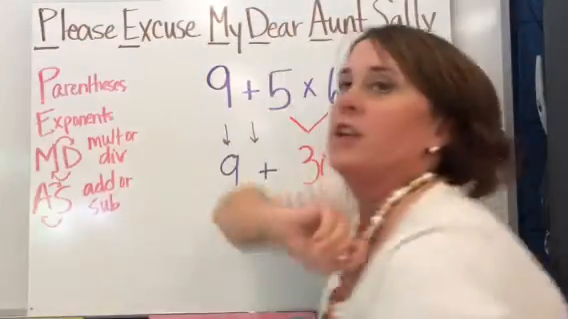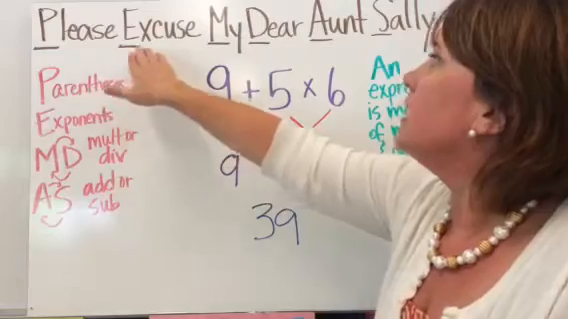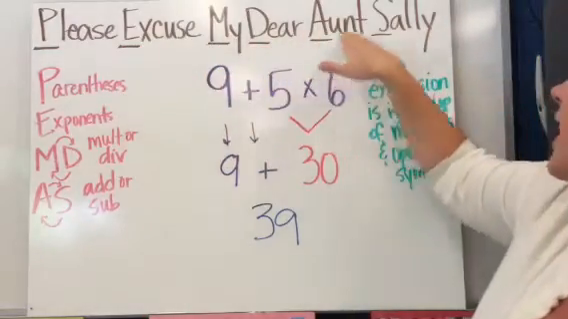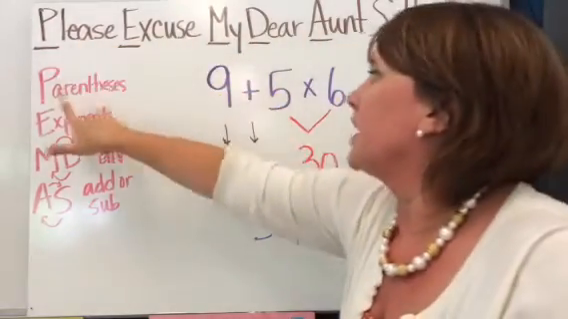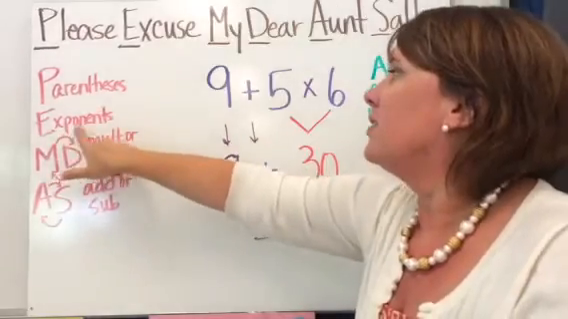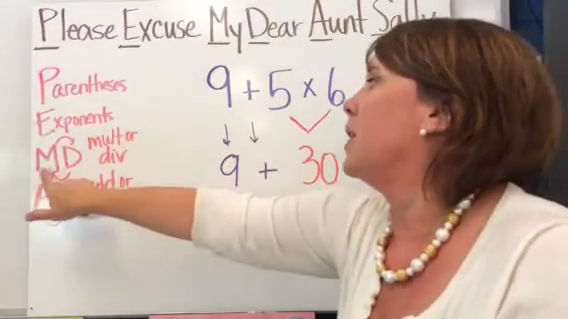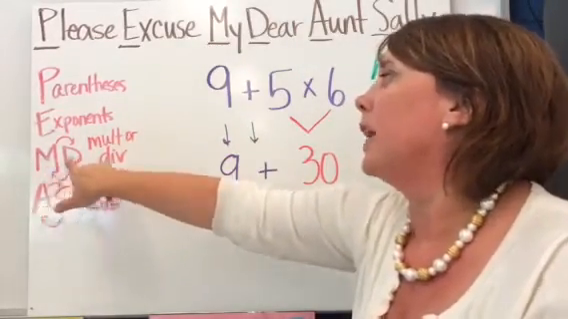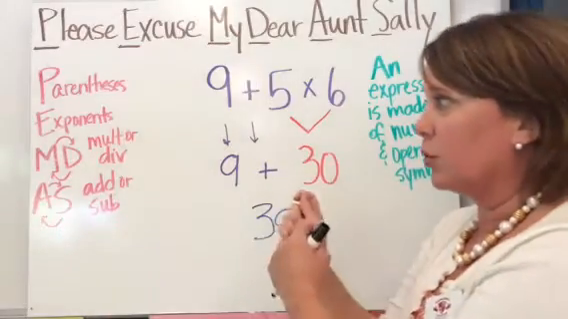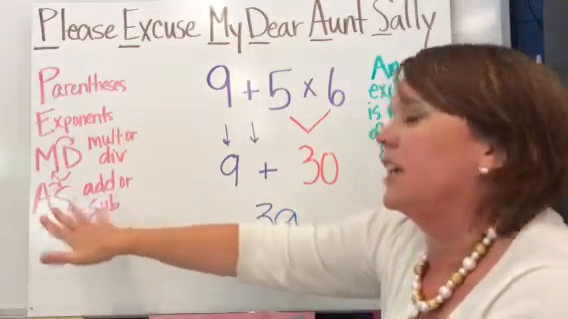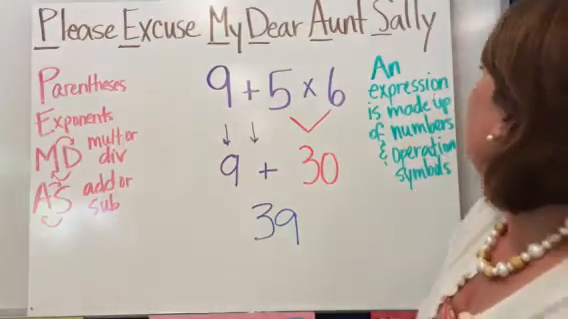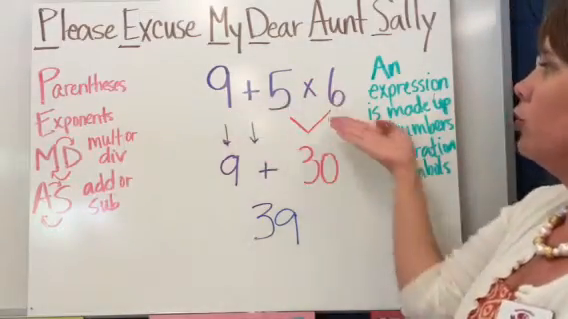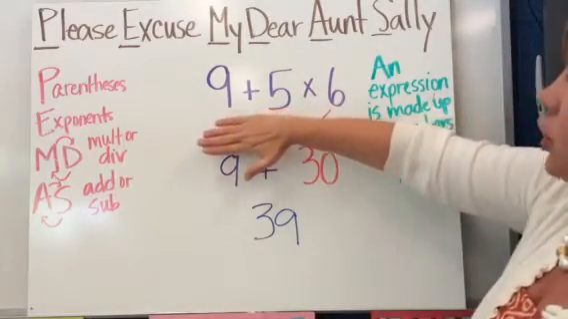There's an easy way to remember it. It's please excuse my dear Aunt Sally, where the P stands for parentheses, the E stands for exponents, the M and D stand for multiplication or division, and again from left to right, and then the A and S stand for addition or subtraction. So here's an example of an expression or a problem that needs to be solved.